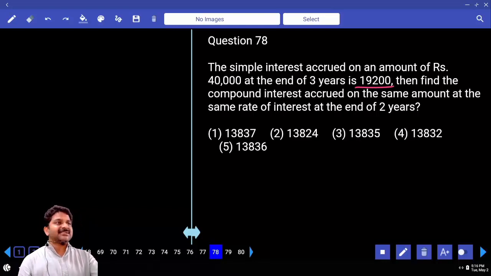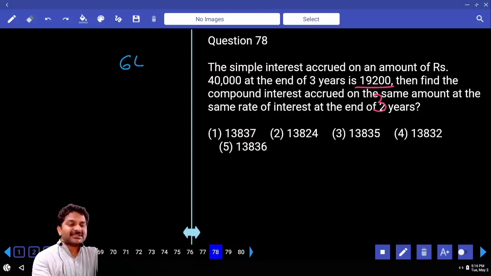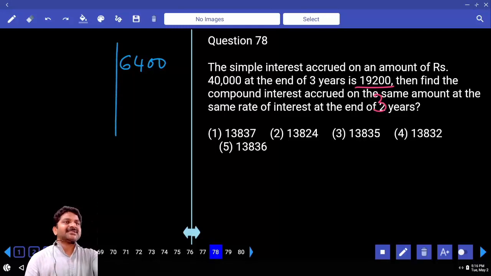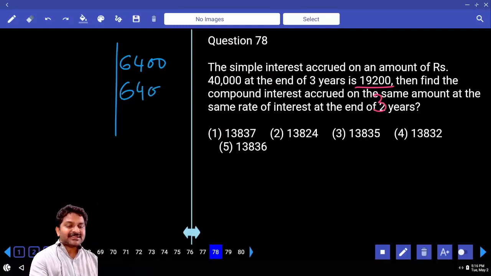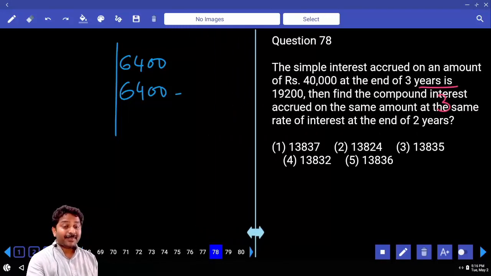3 year simple interest is 19,200. Then per year, we divide by 3 only. How much is that? 6,400. This is first year simple interest. The same I can treat as compound interest also. Second year we will definitely get 6,400 plus interest on 6,400, that is, interest on first year interest.